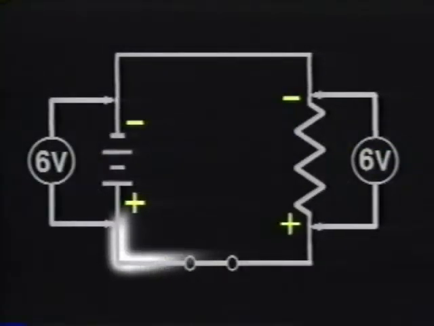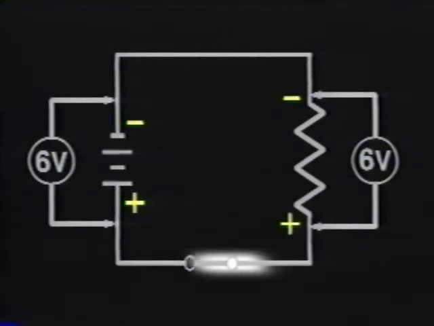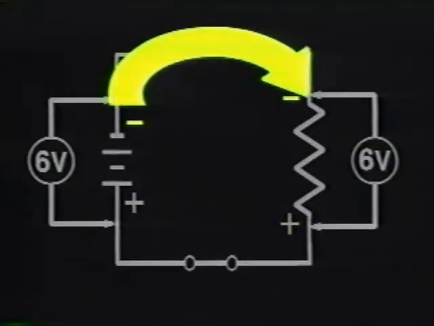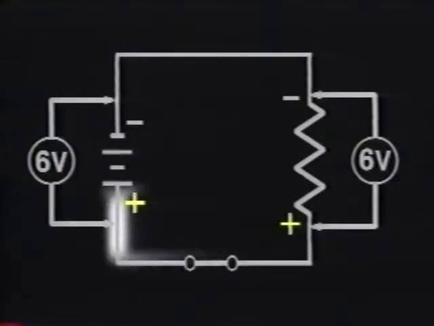Pay particular attention to the polarity of the voltage rise and the voltage drop. If you follow the path of current from the negative terminal of the battery to the resistor, you see that side of the resistor is negative. This will always be true. The end of the load nearest the negative terminal of the power supply will be negative, and the end closest to the positive power supply terminal will be positive.